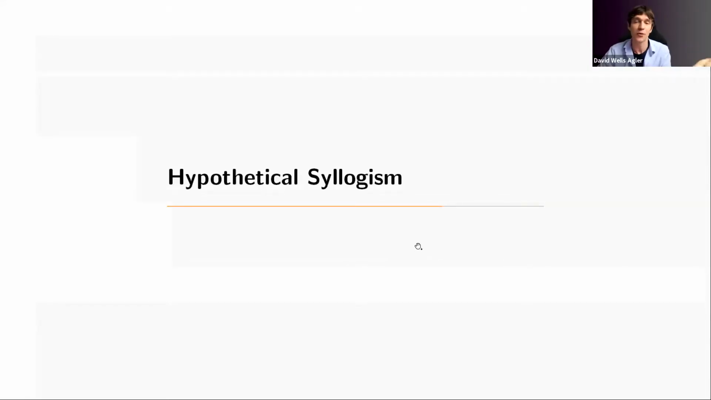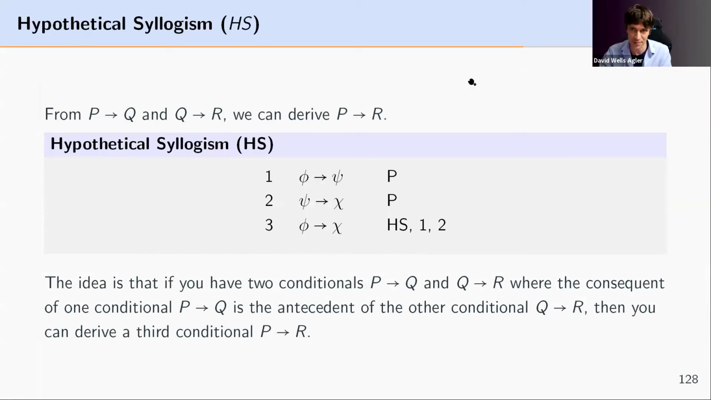So the first rule I want to look at is hypothetical syllogism. So we'll state the rule. And I think whenever you state a rule, sometimes the rule isn't very clear until you do some examples. So here's hypothetical syllogism. It says that if you have two conditionals, so if P then Q, and then if Q then R, then you can reason to a third conditional, if P then R.